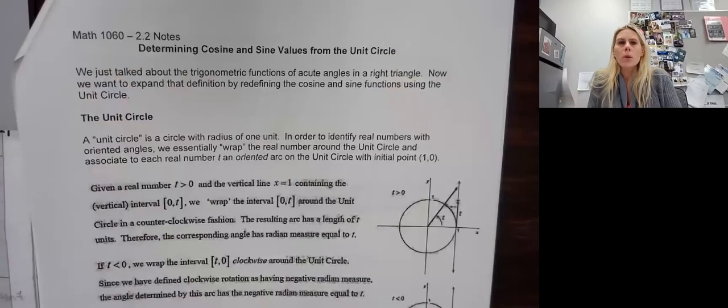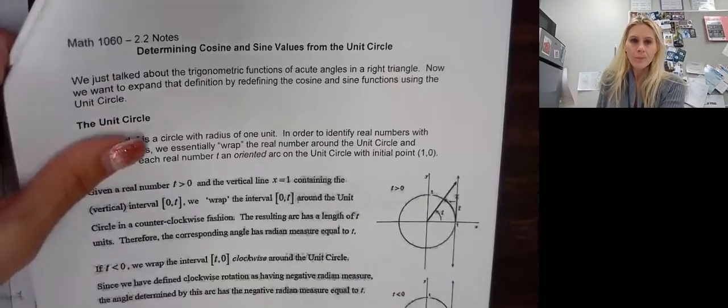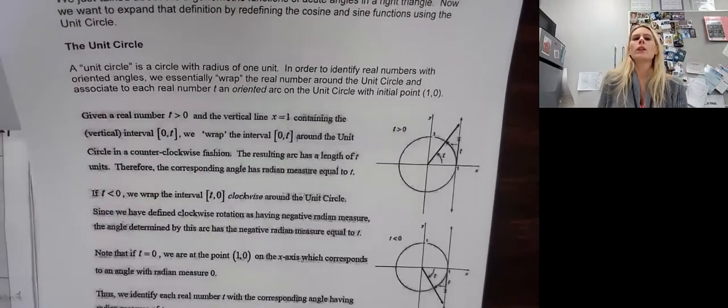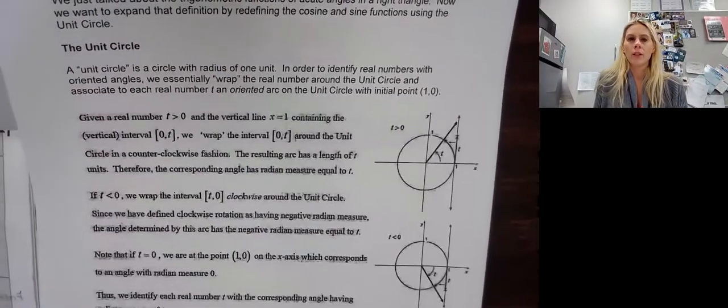Hey everybody, so we're doing lesson 3 right now. We're determining cosine and sine values from the unit circle. Because we talked about acute angles in a right triangle and we really looked at special right triangles, now we can actually define and use those with the whole unit circle. So a unit circle is a circle with radius of 1 unit.